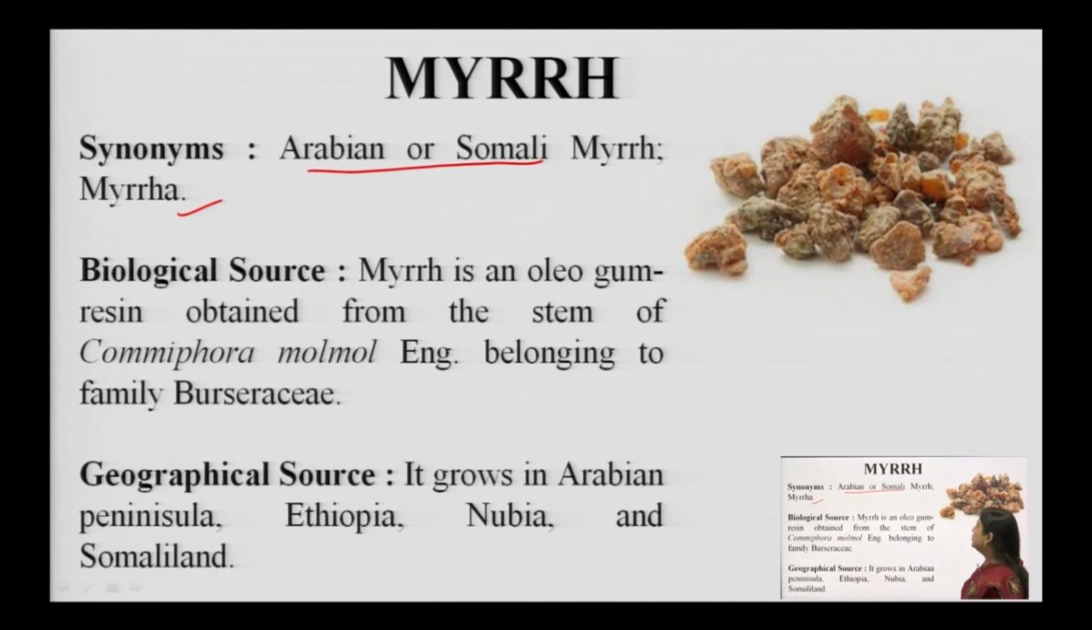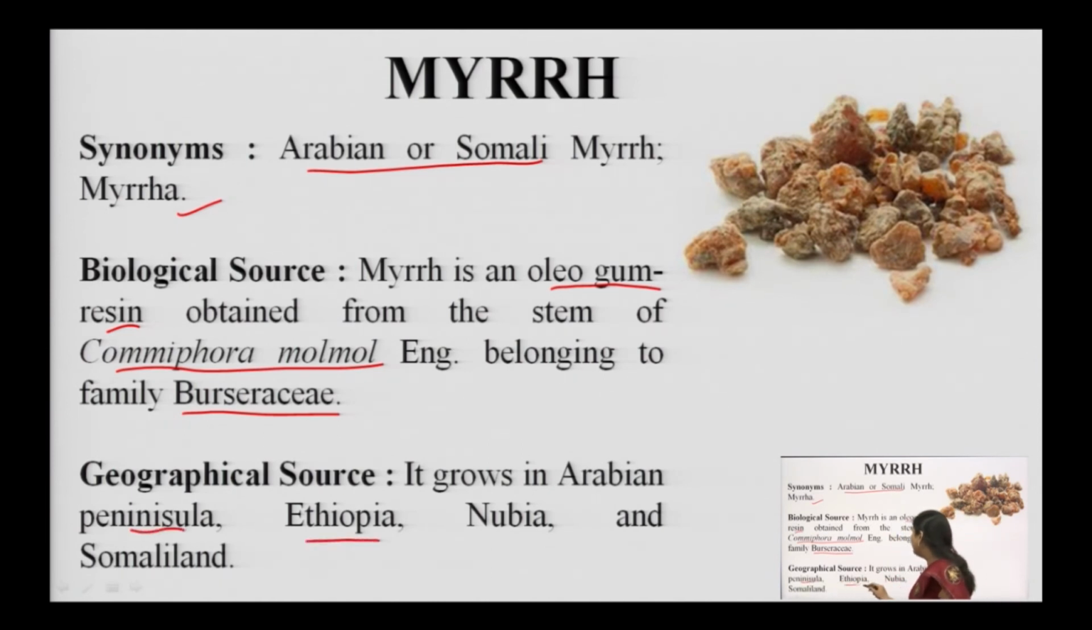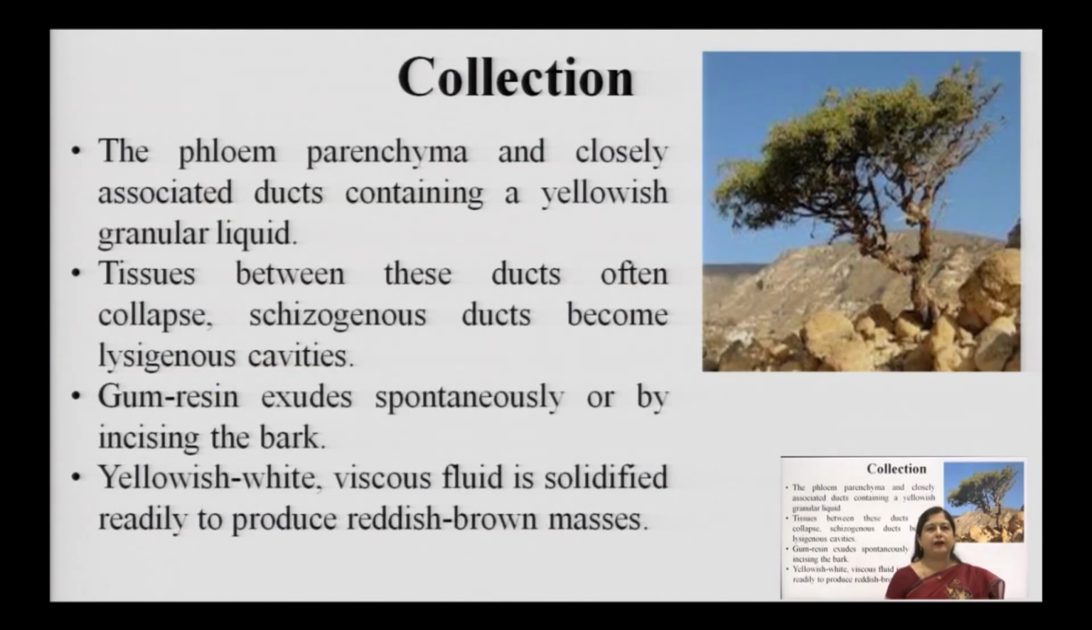The biological source is that myrrh is an oleogum resin obtained from Commiphora molmol. Guggul was mukul, this is molmol, belonging to the same family Burseraceae, and it is generally found in the Arabian Peninsula, Ethiopia, Nubia and Somaliland. So, it is generally found in the Arabian as well as African countries. And for the collection, you can see that it is produced from wild plants, it is not cultivated.